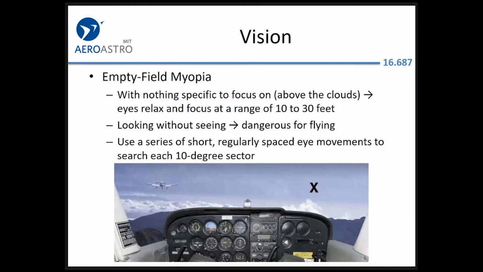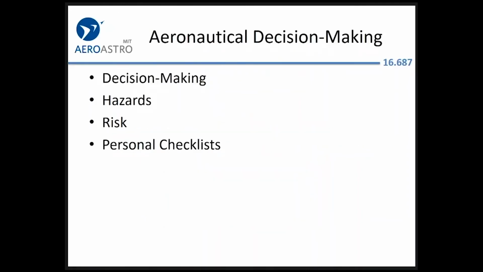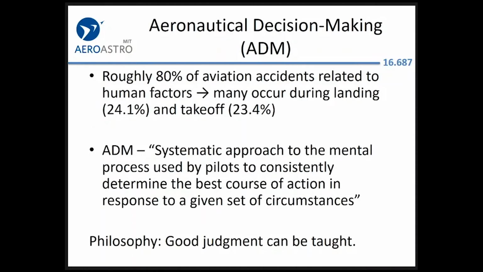Okay, so that's an active thing you can do while you're flying. Now the second half of the human factors is aeronautical decision making. I'm going to focus on these four things: decision making, some of the hazards, risks, and personal checklists.